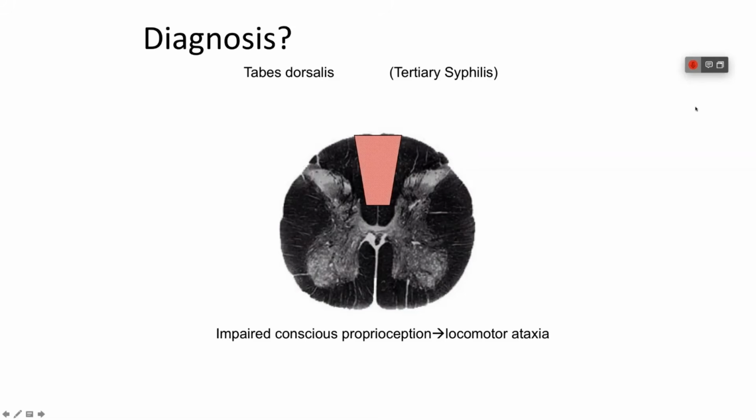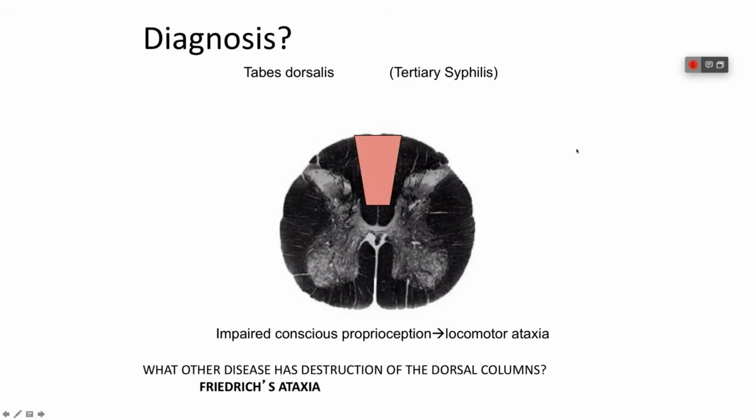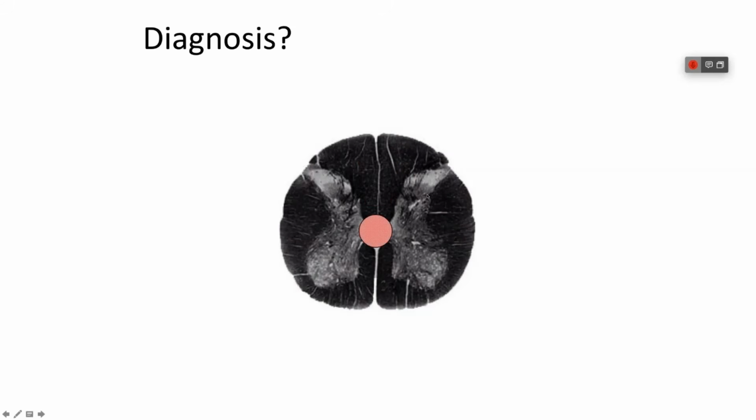Josh, do you know what other disease can give you problems with the dorsal columns? I'm not sure. So Friedreich's ataxia also gives destruction of the dorsal columns. Harag says tabes means emaciation. Oh, interesting. So they're emaciated and they have problems with their dorsal columns. Or maybe it means that the dorsal columns are emaciated. I don't know. That's interesting. I didn't know that.